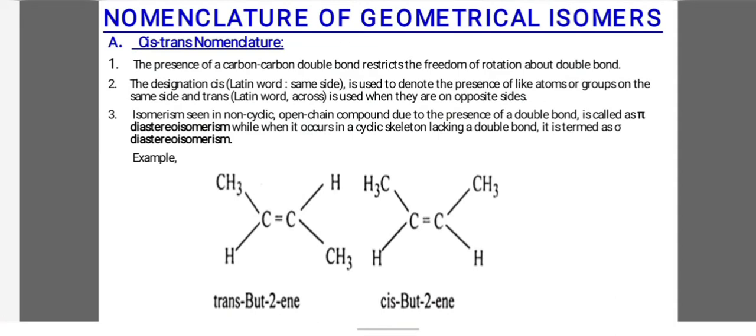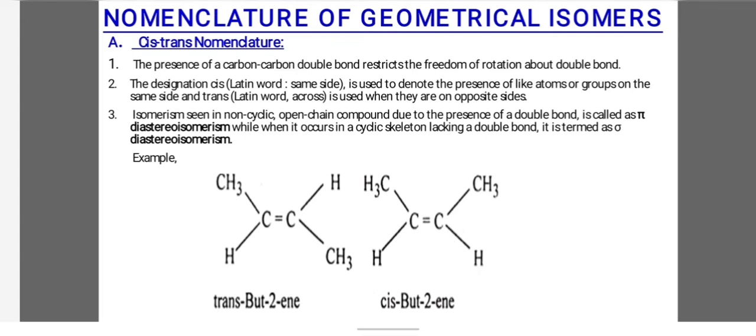So now let's talk about the nomenclature of geometric isomers. They are categorized into three categories. First one is the cis-trans nomenclature, second one is the E-Z system of geometric isomers, and the last one is the syn and anti system of geometric isomerism.